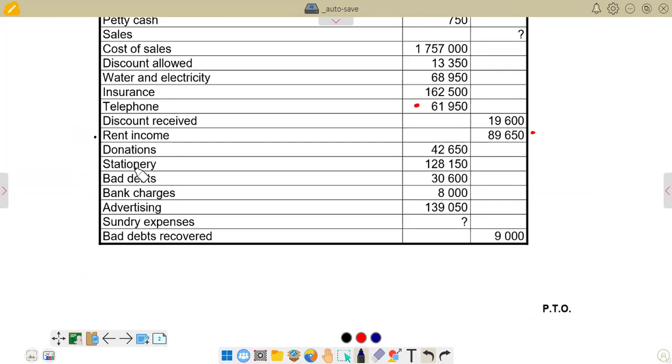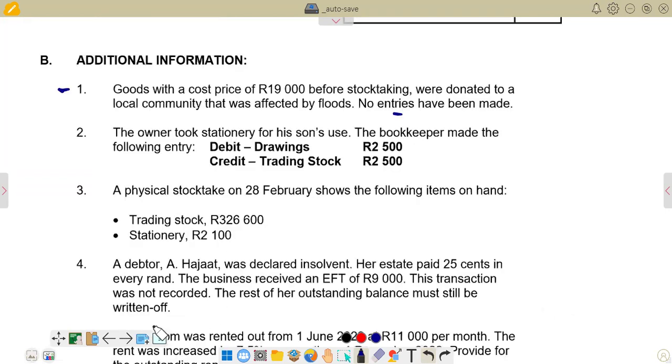So after donations, we've got stationery. For stationery, the amount that we are given here represents the total amount of stationery that was bought for that period. But we need the stationery that was used. Remember, we can have stationery that will be remaining at the end of the period. That one is not part of expense, so you need to subtract it from the total amount that was bought to get the expense amount. So we go there to check the balance of stationery at the end of the period. You see that we are given it here is 2,100.